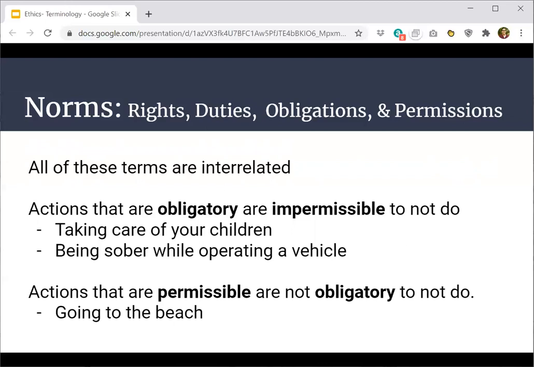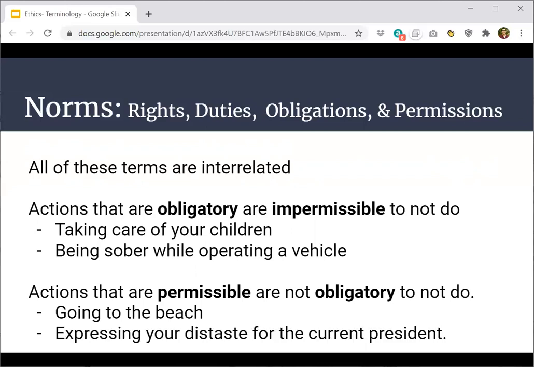Things like going to the beach, right? At least not during the pandemic sometimes, or at least, you know, you can always go to the beach just to do active, non-passive activities, right? So it's permissible for you to go to the beach. It is not obligatory that you don't go to the beach. Or expressing your distaste for the current president, right? It is permissible for you to do that, especially in this country, which means that it's not the case that you can't not do it.